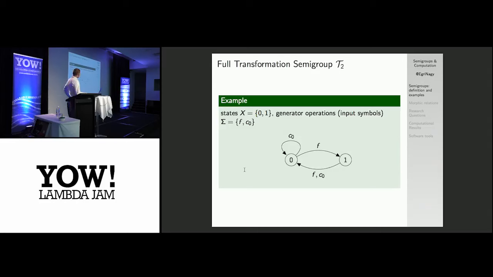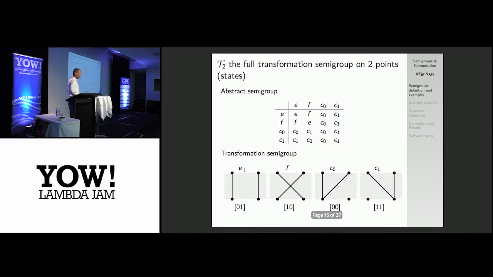So this is quite an important object, the full transformation semigroup, because it contains all possible transformations on 2 points, 2 states. So if you have a computer which is restricted to have only 2 states, these are the computations you can do, okay?